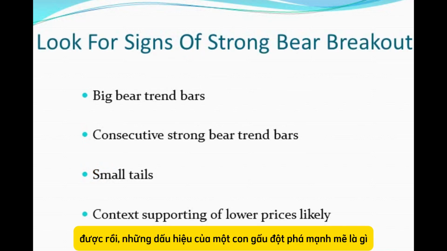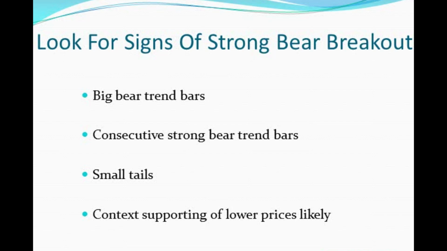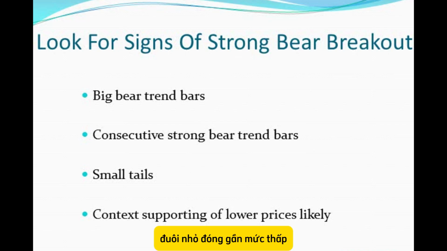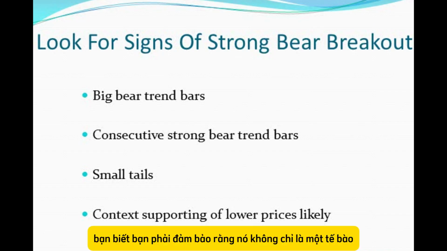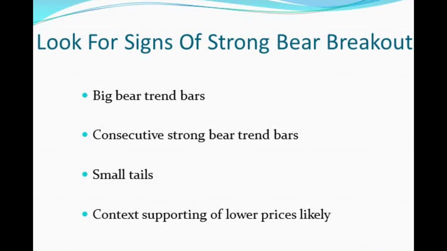Okay, what are the signs of a strong bear breakout? First of all, big bear trend bars, especially consecutive strong bear trend bars. Small tails, closes near the low, big bodies. And also you'd like to see the context supporting lower prices. The big picture has to make sense. You've got to make sure that it's not just a sell vacuum to the bottom of a trading range.